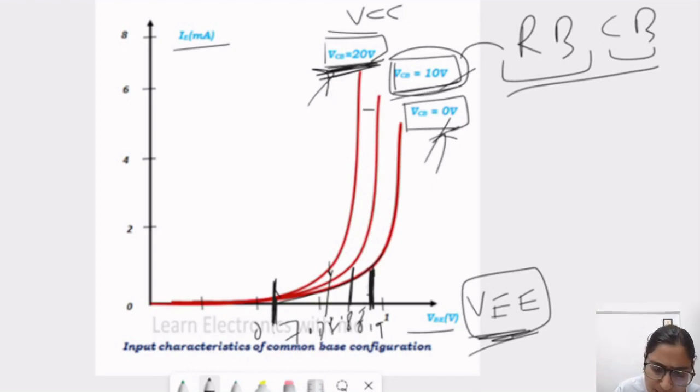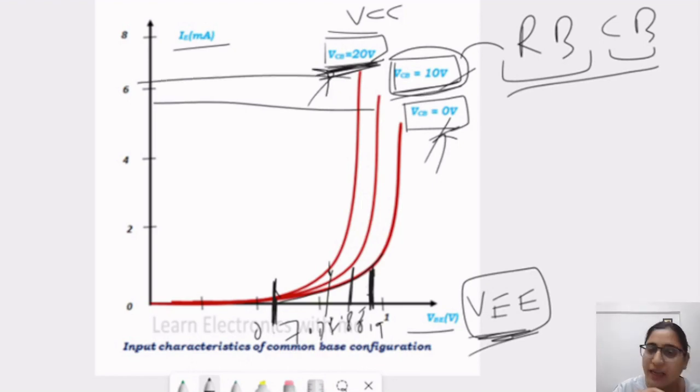Very little increment in current can be seen at exponential height, and VBE is reducing very little in case of increasing the reverse bias. So this is the simple characteristic graph of a PN junction diode, which we studied earlier. Here also we are following the same simple characteristic.